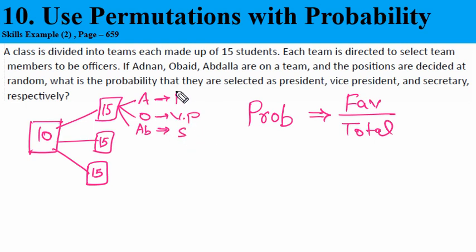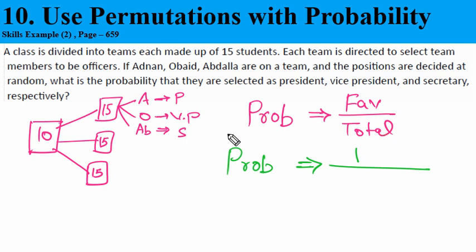So what is happening here? We will have to use permutation. When the order is important, what will we use? We will use permutation to find the total outcome. Okay, now let's solve this. So probability: now the favorable outcome for a team, these three positions are fixed, okay. So Adnan will be president, Ubaid will be vice president, and Abdullah will be secretary. So the favorable outcome is obviously 1. Now what will be the total outcome?